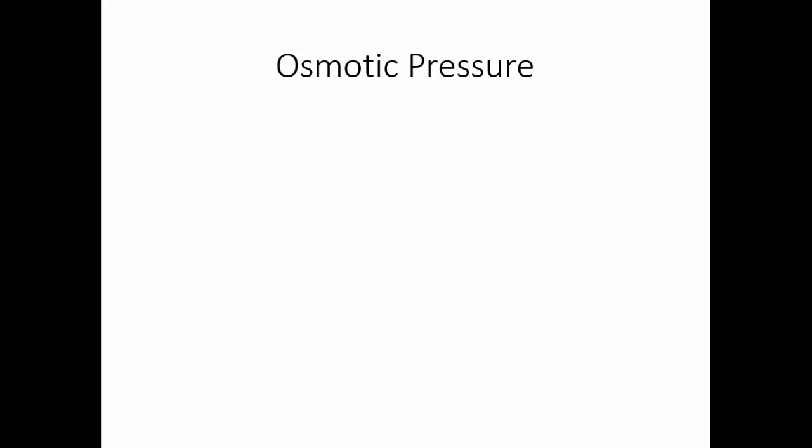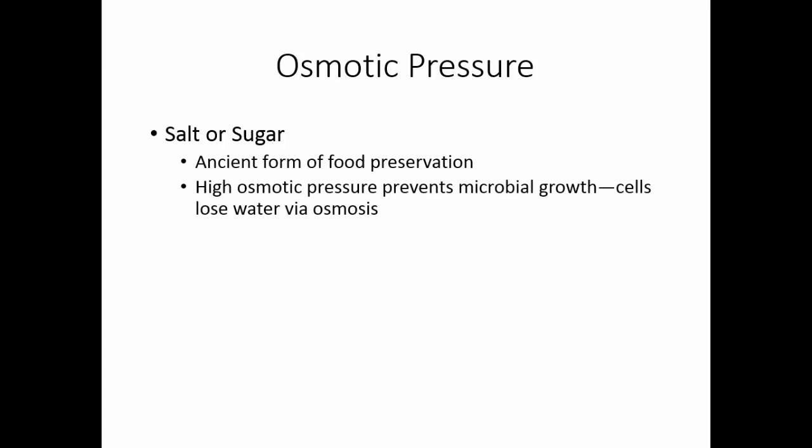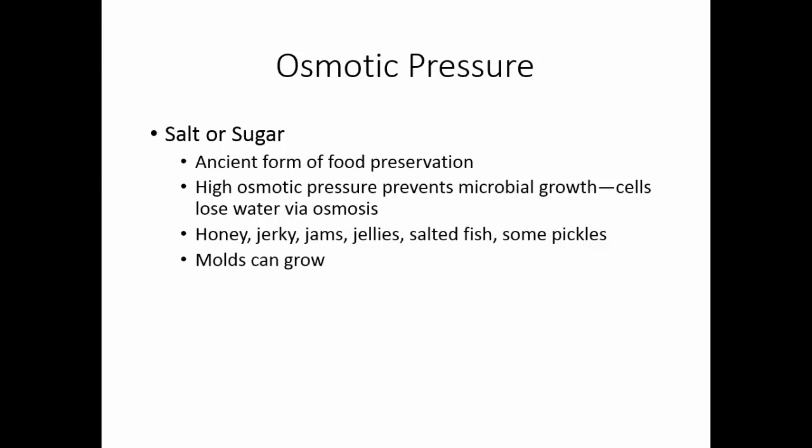Osmotic pressure is the use of salt or sugar to draw water out of a cell. This is an ancient form of food preservation. The high osmotic pressure prevents microbial growth because the cells lose water via osmosis. Honey, jerky, jams, jellies, salted fish, and some pickles all are preserved based on osmotic pressure. Molds can still grow because they're not as susceptible to low osmotic pressure.